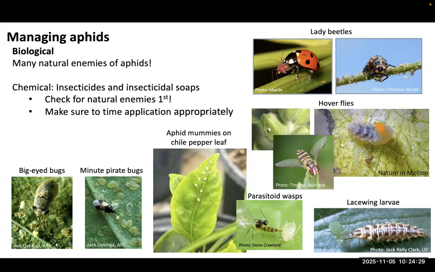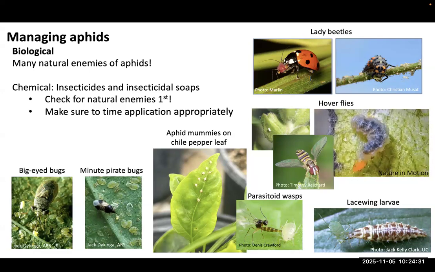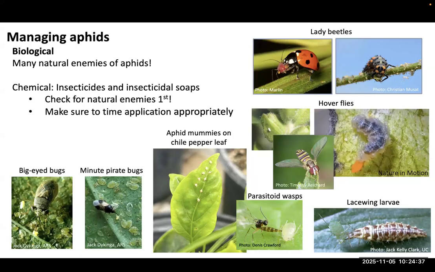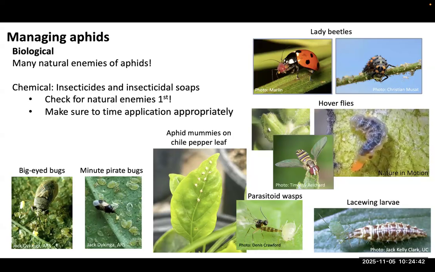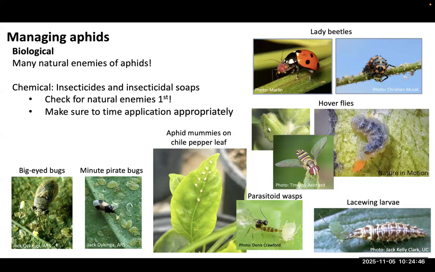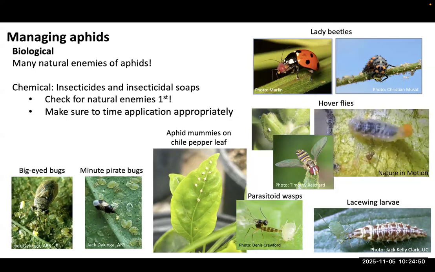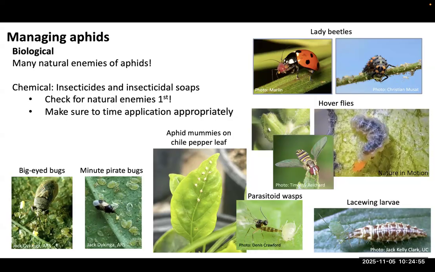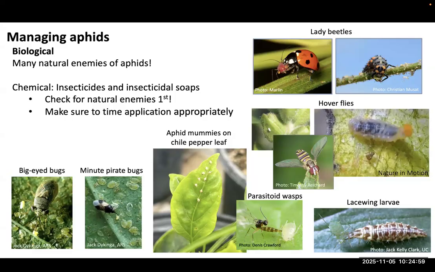But thankfully, these little honeydew packets, a lot of things love to eat them. So they have a lot of natural enemies. These are the guys that you're protecting. So you talked about the big-eyed bugs and the minute pirate bugs. We have parasitoid wasps. These little mummies here have turned into the pupal cases for these parasitoid wasps that have eaten the insides of the aphids. We have hoverflies, which we've seen a bunch of over by your area. Lady beetles, green lacewing larvae, and there are some other natural enemies as well. So a lot of things love to eat aphids.